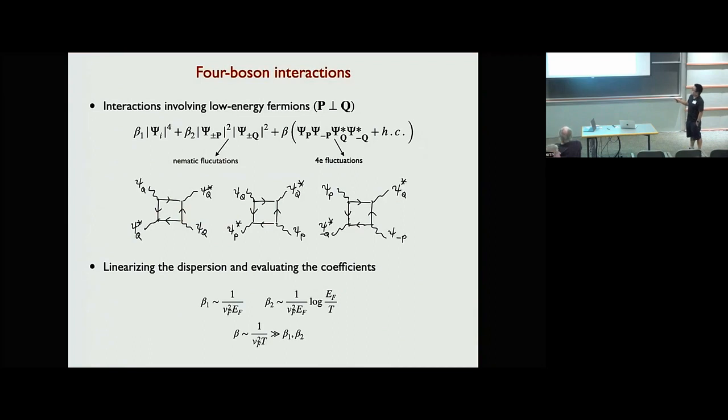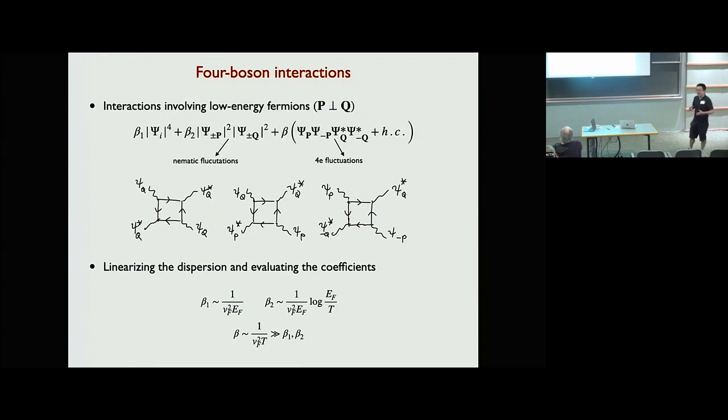Okay, so I've been talking about only one kind of interaction, which involves psi, the PDW order parameter, with P minus P and Q minus Q. But of course, there are other kinds of four boson interactions in the system. So I have represented them in these Feynman diagrams. In particular, this first term is nothing but the Gaussian fluctuation of the PDW order parameters. The second term represents a nematic tendency, forming a nematic state. It favors when one of them, delta P or delta Q, is smaller than the other. So this can be viewed as a driving force toward a nematic state. The third term does correspond to the 4e fluctuations.